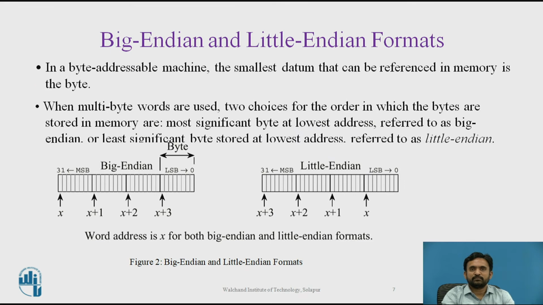In a byte addressable machine, the smallest object that can be referenced in memory is the byte. Most machines today have instructions that can access bytes, half words, words and double words. When multi-byte words are used, there are two choices about the order in which the bytes are stored in memory. The first, most significant byte at lowest address, is referred to as big endian. Least significant byte stored at lowest address is referred to as little endian.